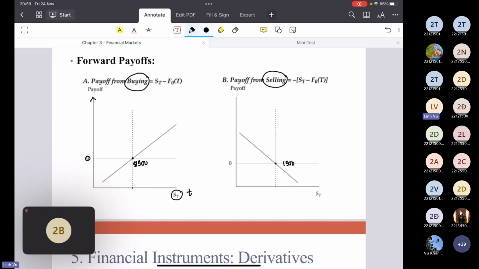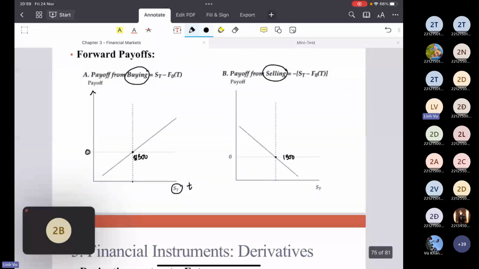Okay, and if the market price of the underlying asset is greater than the exercise price, so let's say after 1 year, the market price is $1,400. Obviously in this case, the buyer will generate a profit because they save $100 of purchasing the underlying asset.